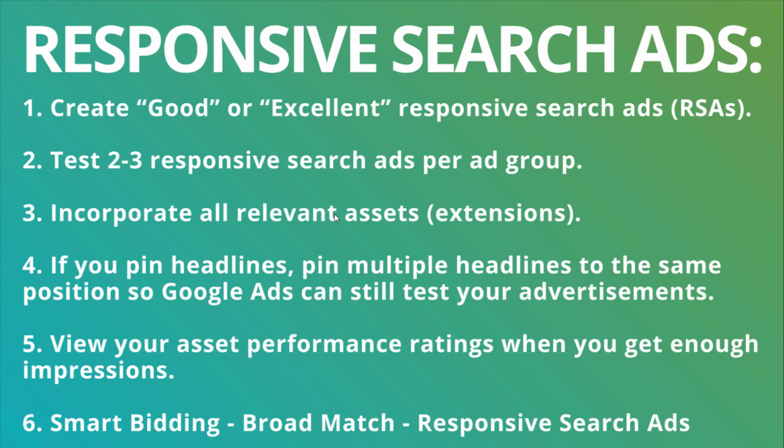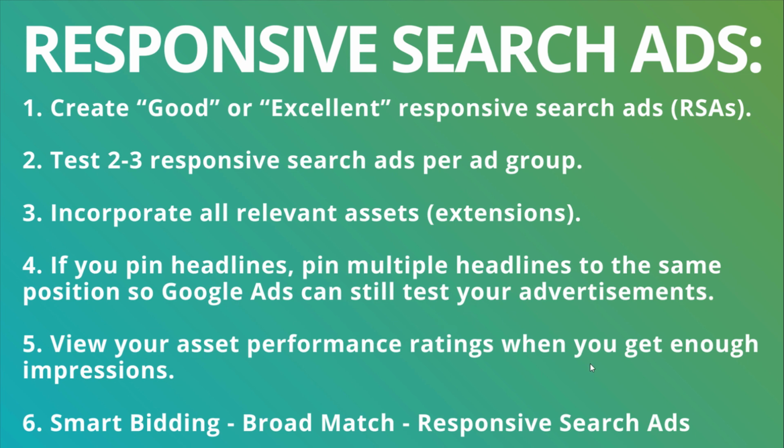Incorporating all of your relevant assets and adding some to the ad group level if it helps make your ad even more relevant. So we went over, if you pin headlines, make sure you're pinning multiple headlines to the same position. If you only pin one headline to that first position, it doesn't allow Google Ads to test at all. So take 4 different headlines and you can pin those different headlines as well. The way to figure out which headlines you should pin is one way to see your asset performance ratings.